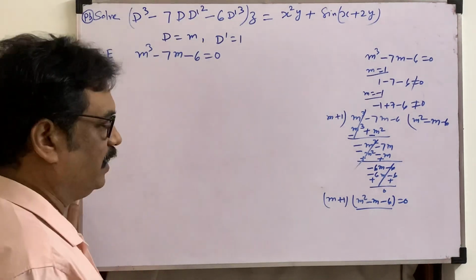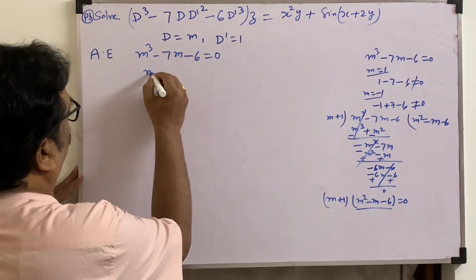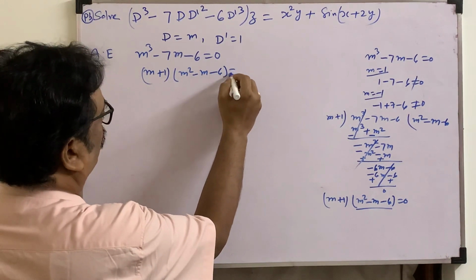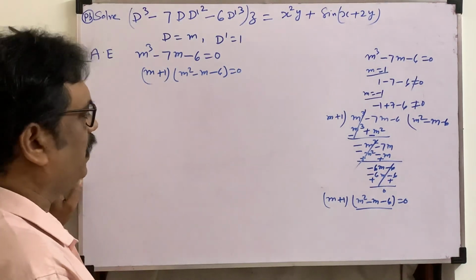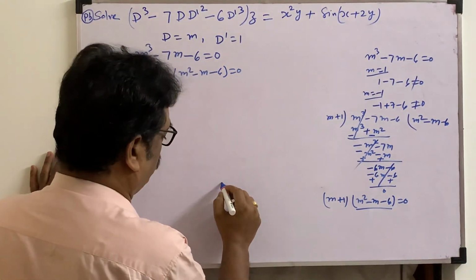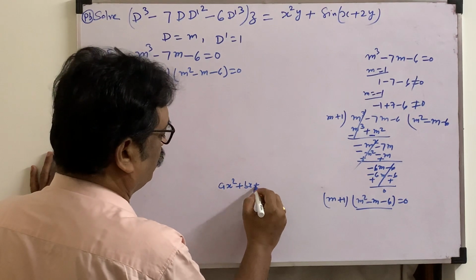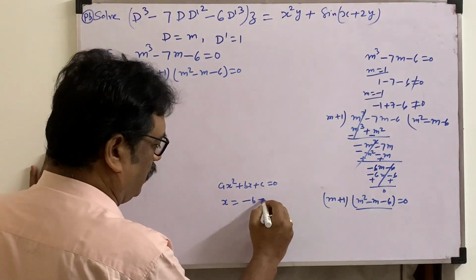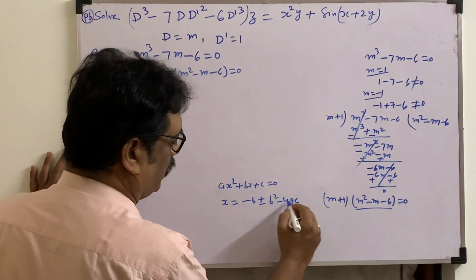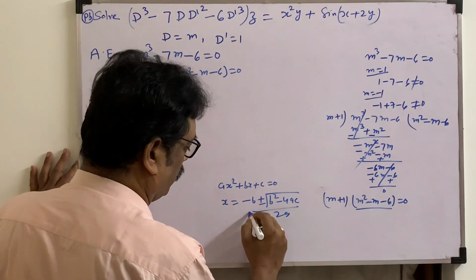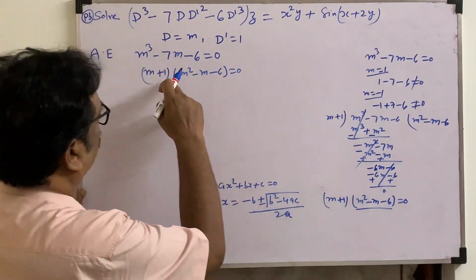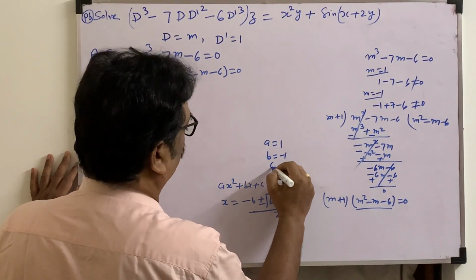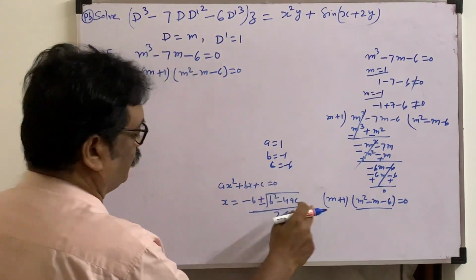Now again we have a second degree equation. So first, what we got: (m plus 1)(m square minus m minus 6) equal to 0. For the second degree equation, suppose ax square plus bx plus c equal to 0. Then x equals minus b plus or minus root of b square minus 4ac, divided by 2a. This is called the quadratic formula. Here a is equal to 1, b is equal to minus 1, c is equal to minus 6. Substitute in this equation.